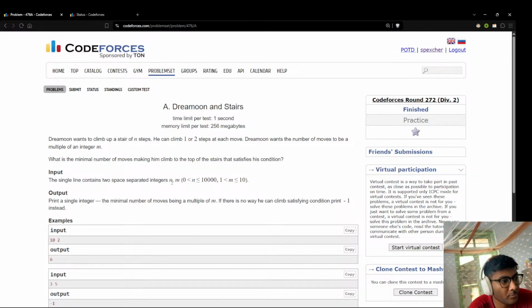Okay, so dream moon wants to climb upstairs n steps. He can climb 1 or 2 steps. He wants the number of moves to be a multiple of m. What is the minimum number of moves required to satisfy his condition? First is, I guess, n and m. So to climb 10 steps, and I want every number of moves to be a multiple of 2.